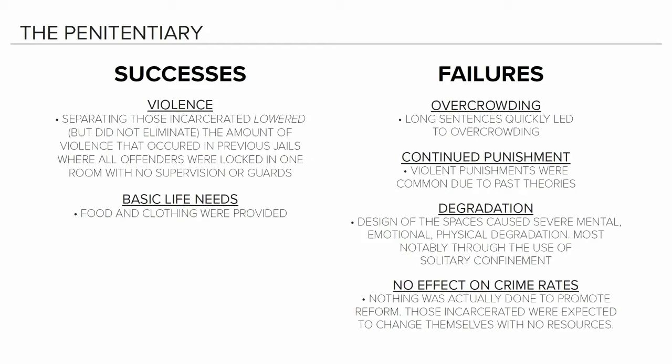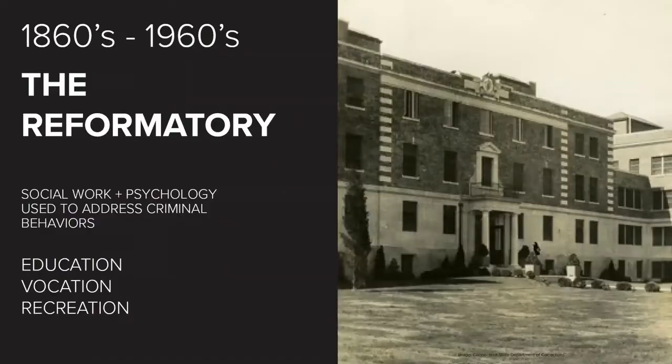The failures are more common. Long sentences quickly led to overcrowding. Violent punishments were common due to past theories that punishment would alleviate criminal behaviors. The design of the spaces caused severe mental, emotional, and physical degradation, most notably through the use of solitary confinement. What resulted, there was no effect on crime rates. Nothing was actually done to promote reform in these facilities.